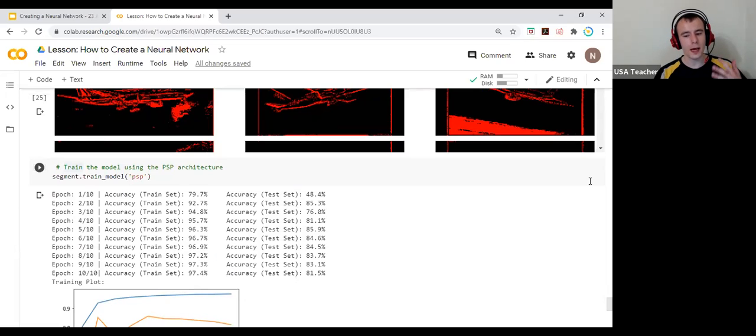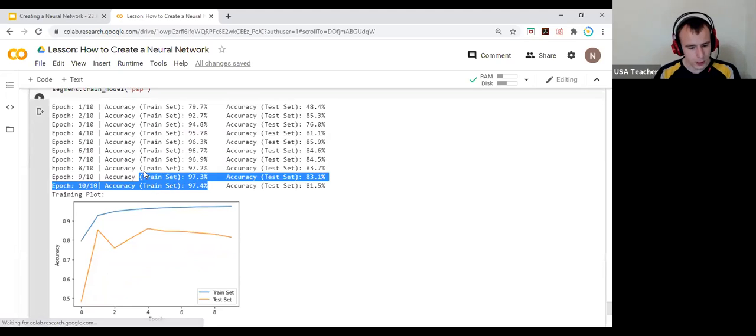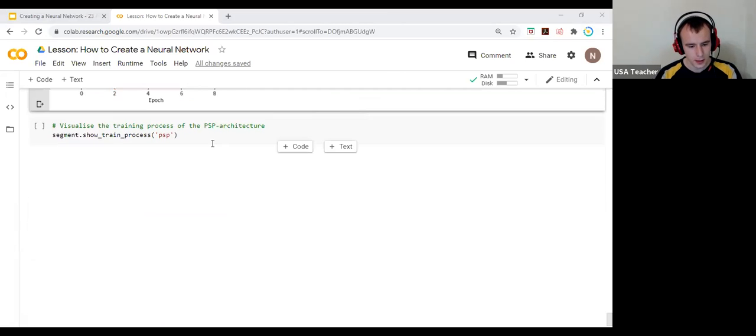And then we would try out another architecture, this PSP architecture. And here we see some serious overfitting. We see the accuracy consistently decreasing. It's not decreasing by too much, but it is decreasing. And it's much lower than the accuracy on the training set.